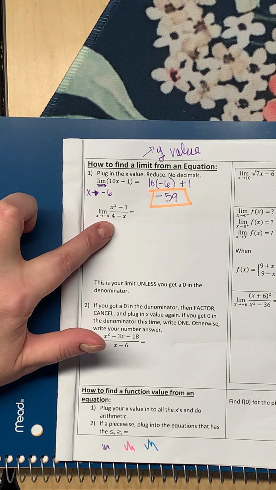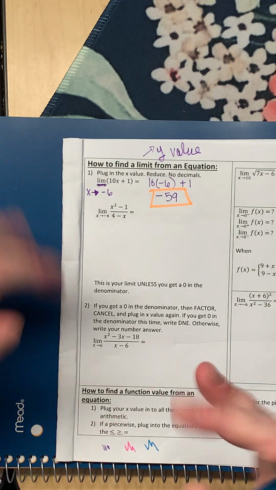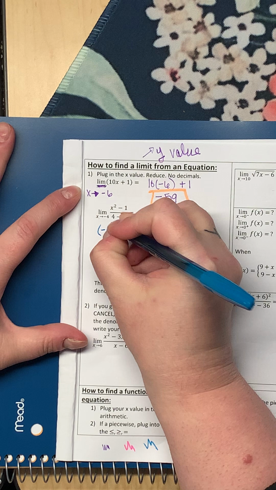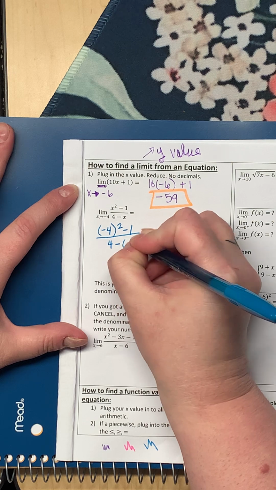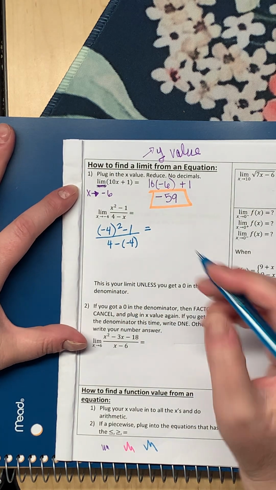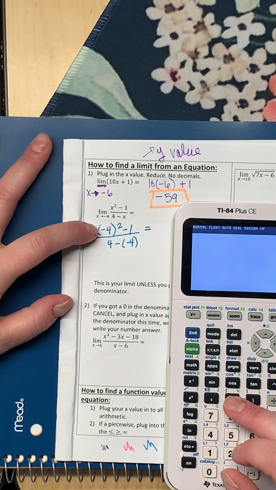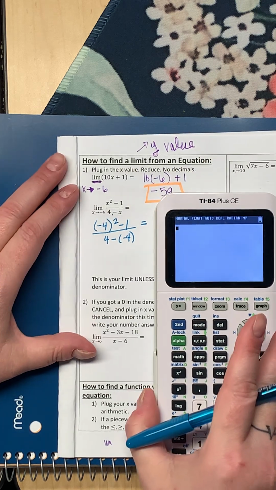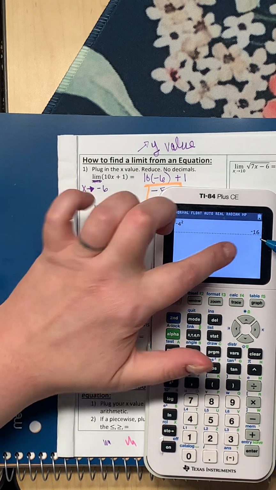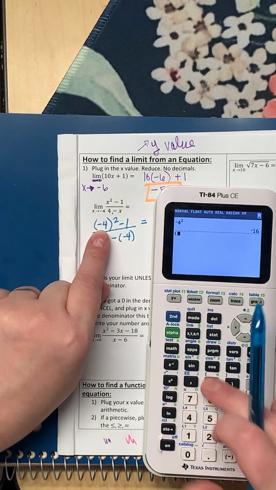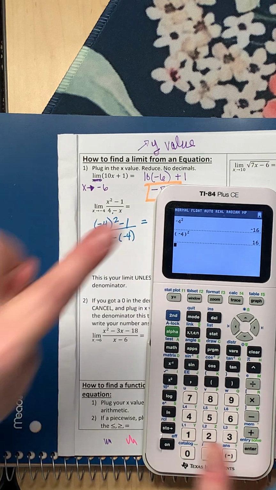Let's do this one. It says limit as x approaches -4. So let's plug in -4. On the top, we're gonna have -4 in parentheses squared minus 1, all over 4 minus -4. On the top, -4 squared is +16. And if you don't put those parentheses in your calculator, you will not get it right. So do not just type -4 squared, because that will give you -16. You have to put open parentheses, -4, close parentheses squared. That one, you have to use the parentheses.